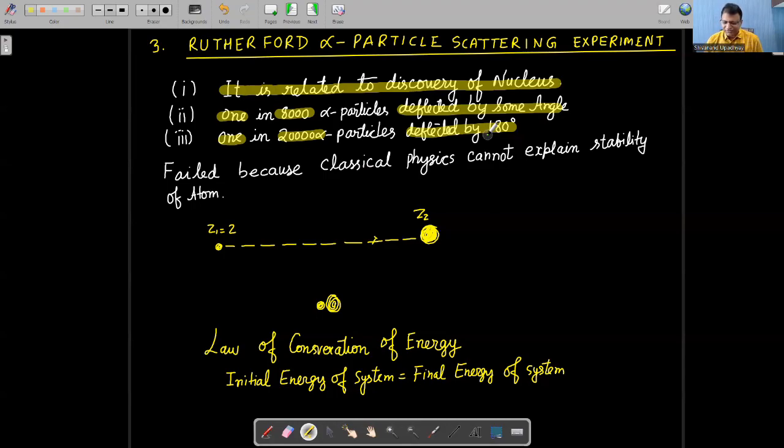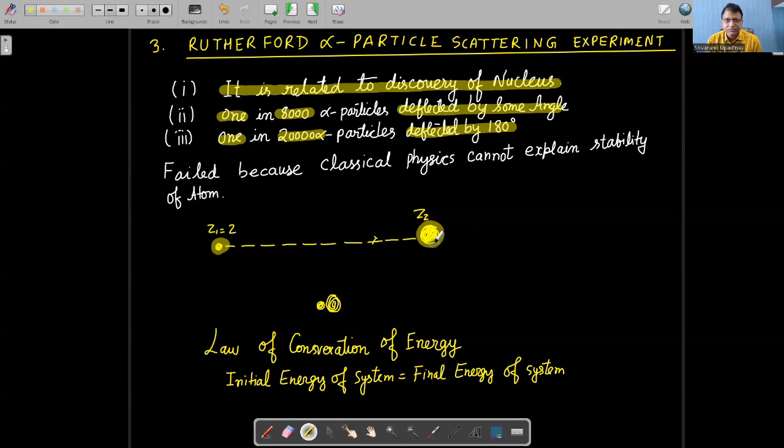The second point, which is very common in JEE Advanced in physics and chemistry, and this question is asked many times, is: how do we know the size of the nucleus? By Rutherford's alpha particle scattering experiment, we can find out the size of the nucleus. So what we are doing here is bombarding alpha particles on a thin metal foil, and we are applying the law of conservation of energy.